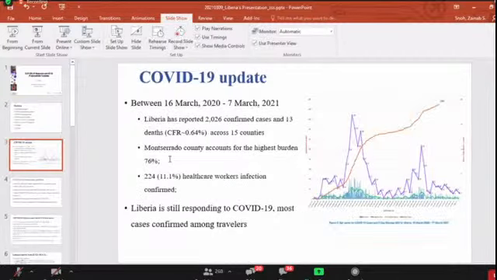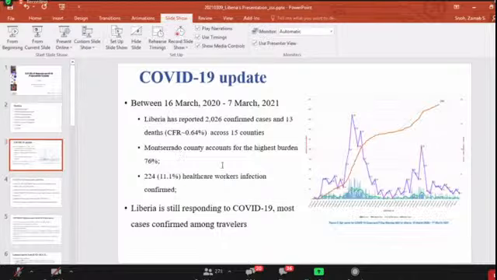So we experienced COVID-19 from 16 March 2020 and we are still in response mode as of 7th March 2021. Liberia has reported 2,026 confirmed cases, 13 deaths. The case fatality rate is 0.64% across the 15 counties. Montserrado County, the county in which we have our city center, Monrovia, carries the highest burden, which is 76%. We have had 224 healthcare worker infections confirmed, which accounts for 11.1% of healthcare workers that are infected.